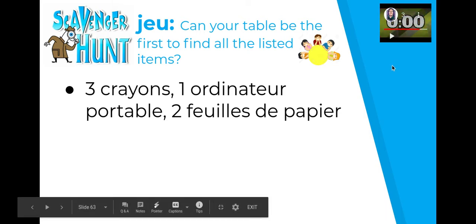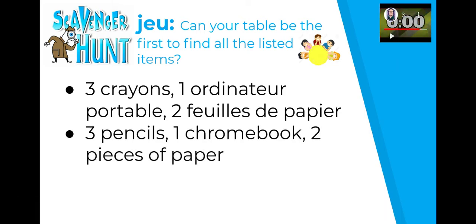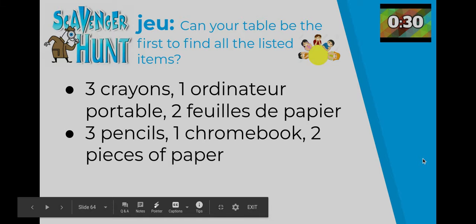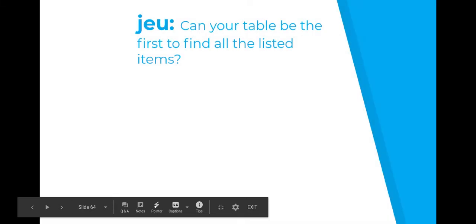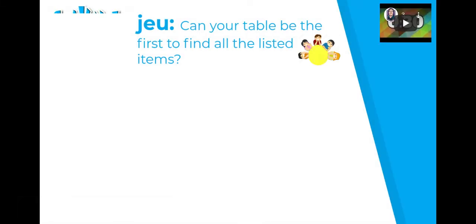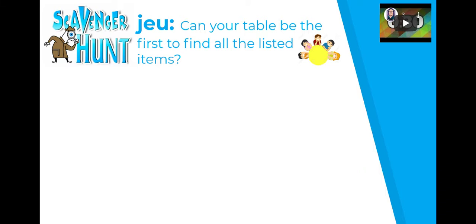Okay. Let's check. See how your table did. You should have 3 pencils, 1 Chromebook, and 2 pieces of paper. Raise your hands if your table got it completely correct. Excellent. Okay, round 2. So move your stuff out from the middle so that way it doesn't count against you.